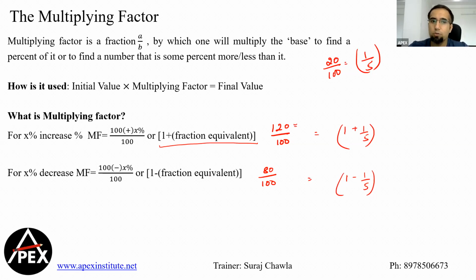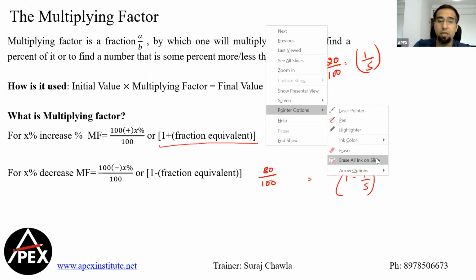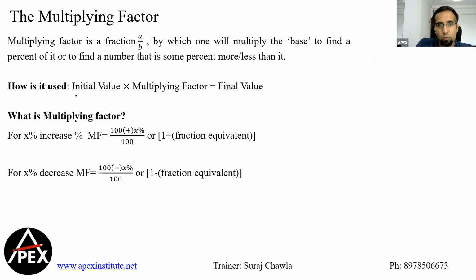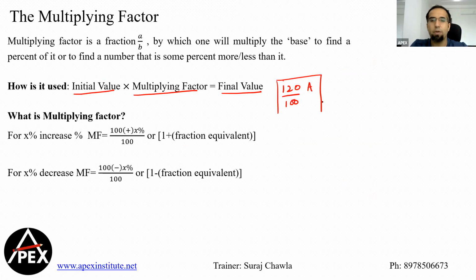Right now, how do I use multiplying factor? That's the most important point. So as I mentioned in the slide, your initial value into multiplying factor is equal to final value. Clear? So the initial value is A, and there's a 20% increase. So I write 120% of A becomes the final value of A. Clear, guys? Multiplying factor, quick responses.